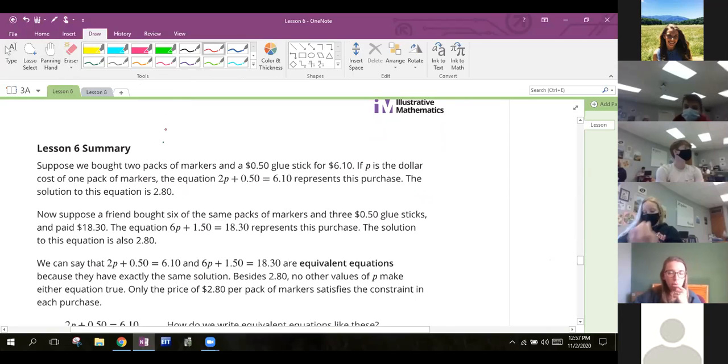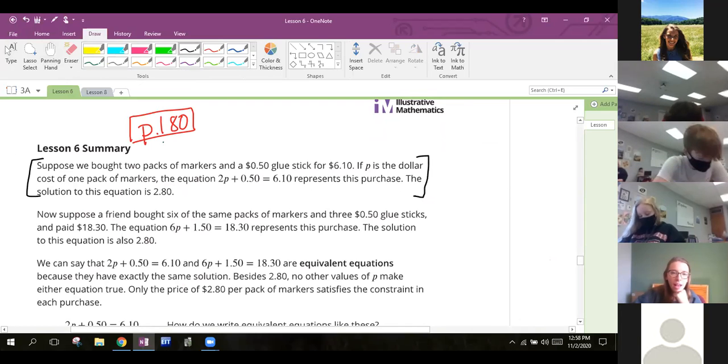All right, what page is the lesson summary on? 180. Is this our only lesson for today? I'll think about it. All right, so we have a situation right here in this first paragraph.